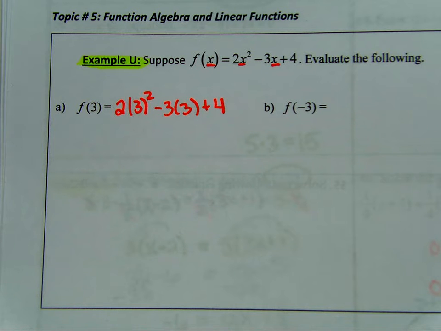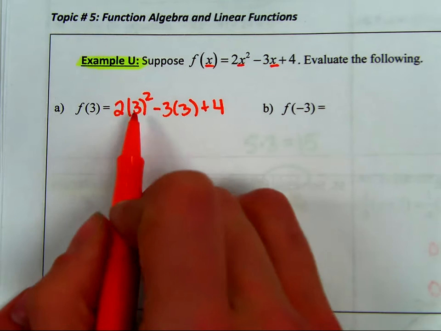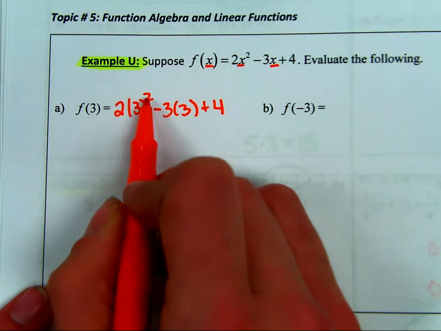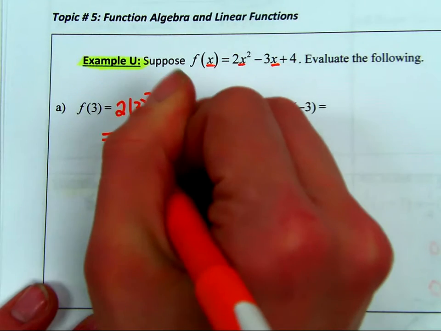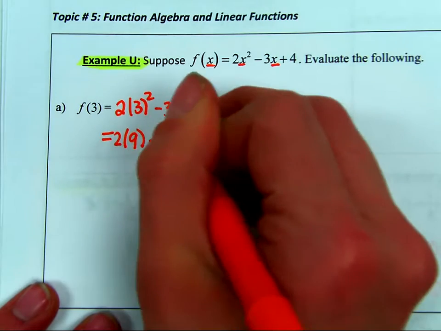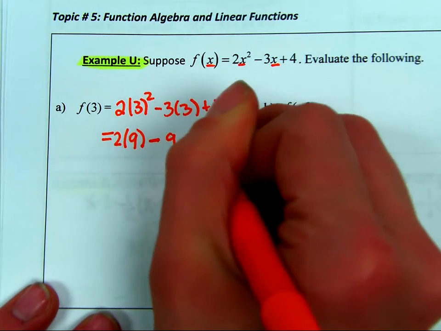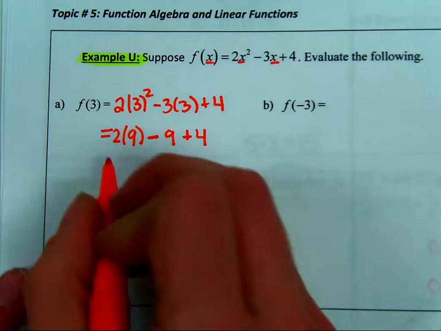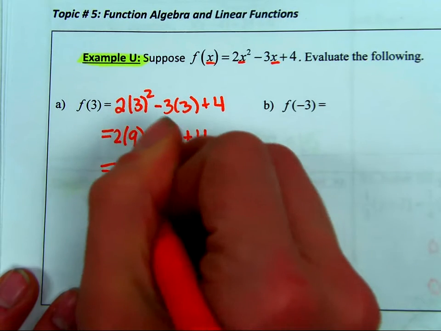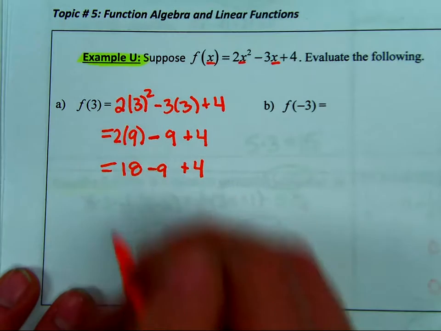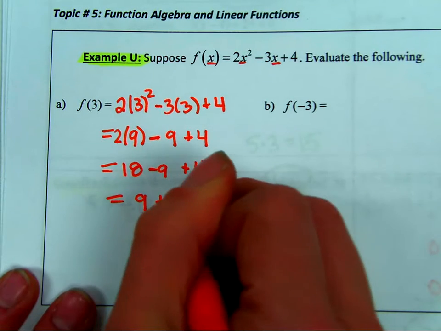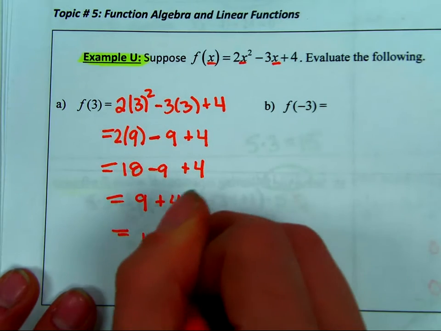So next, you just need to do order of operations. Always do what's in parentheses first, and then exponents. So 3 squared is 9. So that's going to be 2 times 9 minus 3 times 3 is 9 plus 4. And then keep going. 2 times 9 is 18. So you have 18 minus 9 plus 4. 18 minus 9 is 9. So 9 plus 4 is 13.